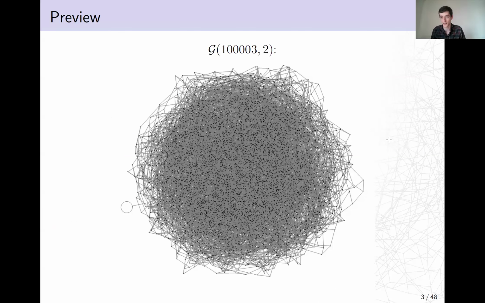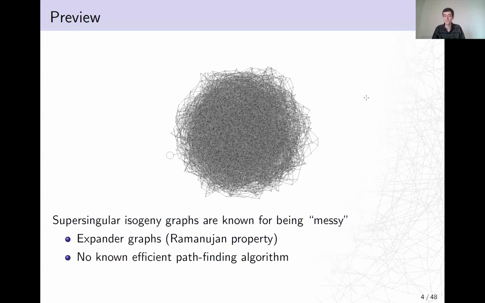If we construct this graph with P equals 100,003 and L equals 2, we get something that looks a little bit like this. It's a mess. There are little bits of structure that you might be able to see, like that loop, that lollipop sticking out the side, might raise some interest. But aside from that, there's really very little we can say about the structure of this graph. And in fact, the reason that these isogeny graphs are so useful is precisely because they are messy.